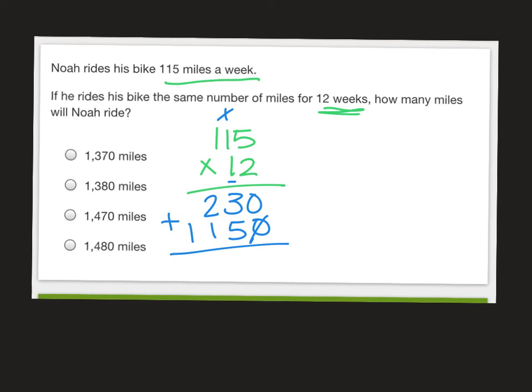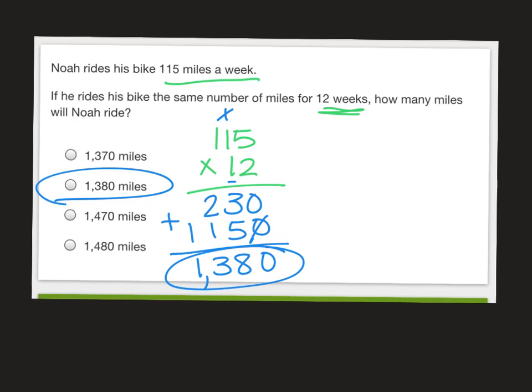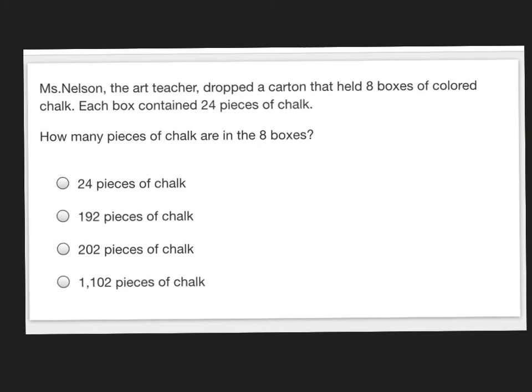And we know our last step is just to add. So 0 and 0 give me 0. 3 and 5 give me 8. 2 and 1 give me 3. And then obviously I just bring down my 1. So 1,380 is our answer. This is going to be the last problem that we do with the multiplication.